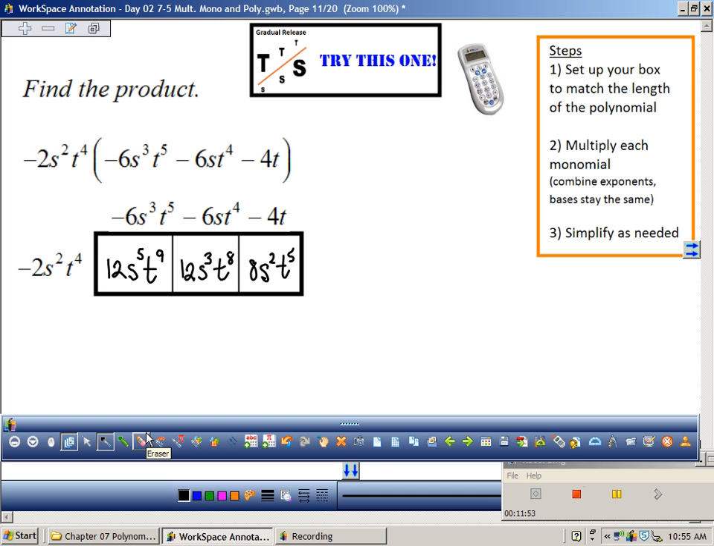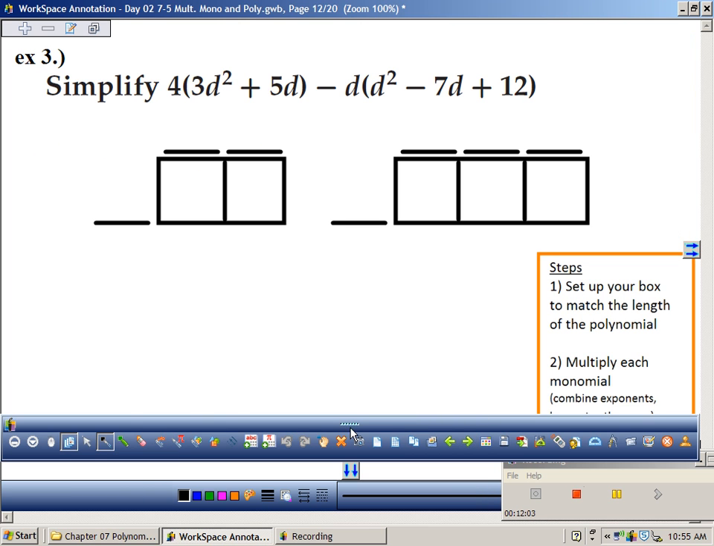Good job. Question. Can I combine any of these? Nope, they're all different, right? These are not like terms. Excellent. All right, pencils down again. Let's check this one out.